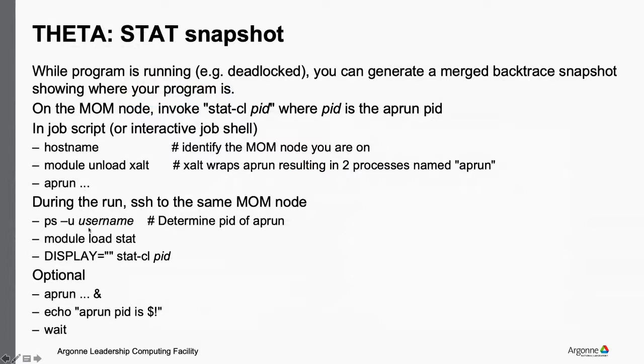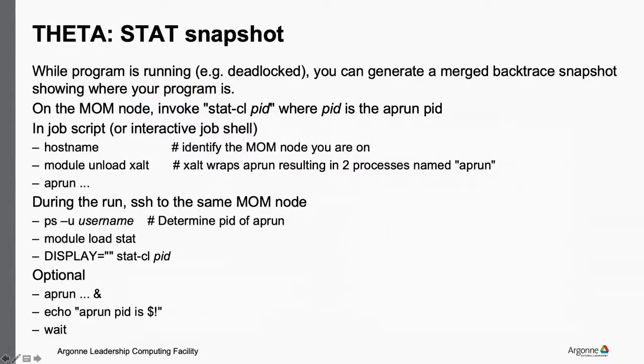Then do a ps to find out the process name and look for the app run command that belongs to you, that's part of that job. Then you need to do a module load stat and then invoke statcl on that process ID of the app run. That's it. You're just pointing it here. Do a ps, find your app run, then do a statcl on that app run.